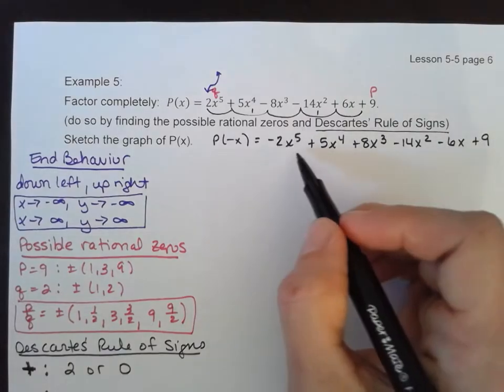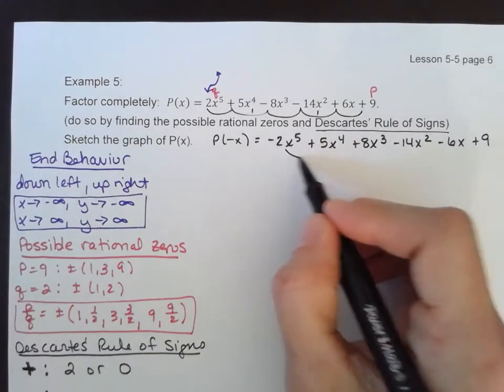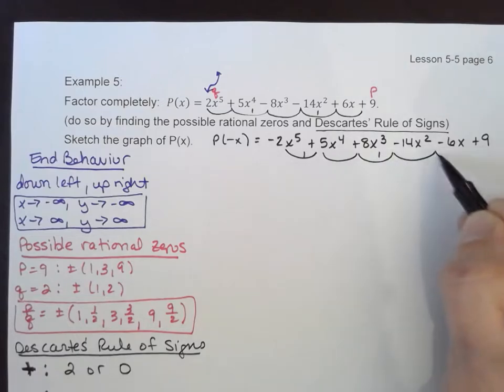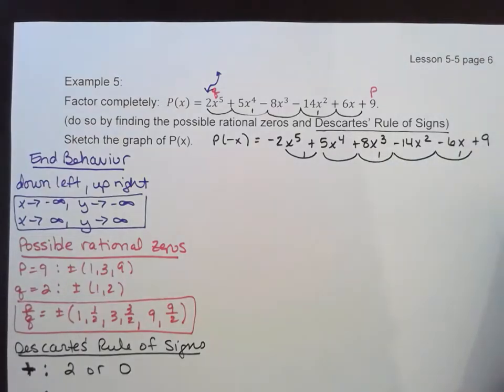So let's count the sign changes. That would be 1, 2, 3. So it looks like we're going to have either 3, or reduce that by 2, so 3 or 1 negative real zeros. Okay, so let's get started testing our P's and Q's.